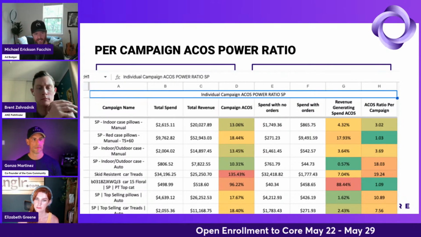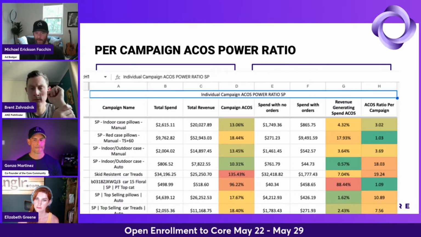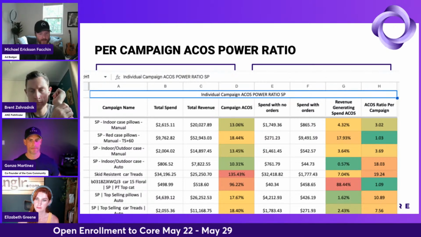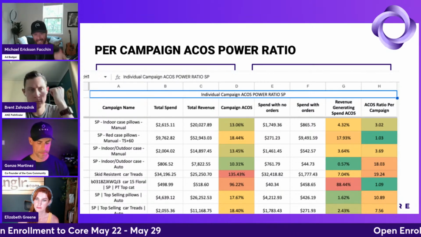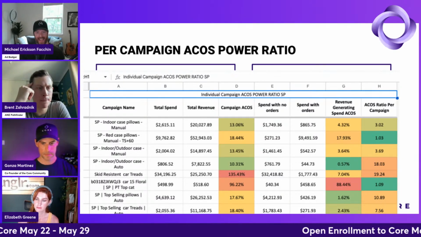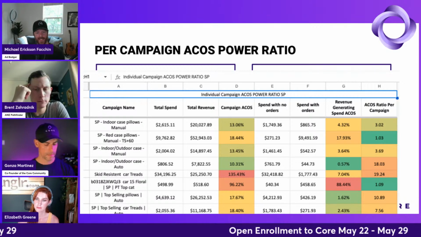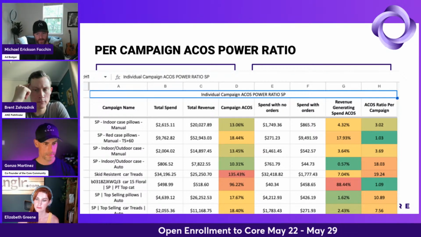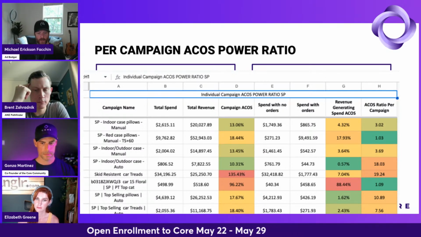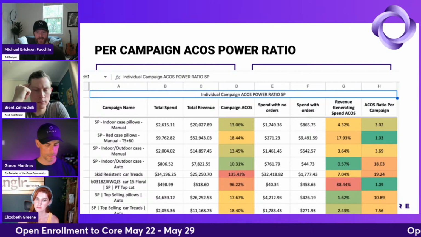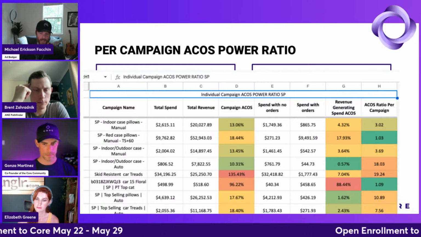And what this does, it tells me every single one of my campaigns, how much I spent on them. What's the revenue of those campaigns? What was the campaign level ACOS? And then I can see how much did I spend in that campaign with no orders? How much did I spend with orders? And then basically I can see the ACOS Power Ratio on a per campaign basis.